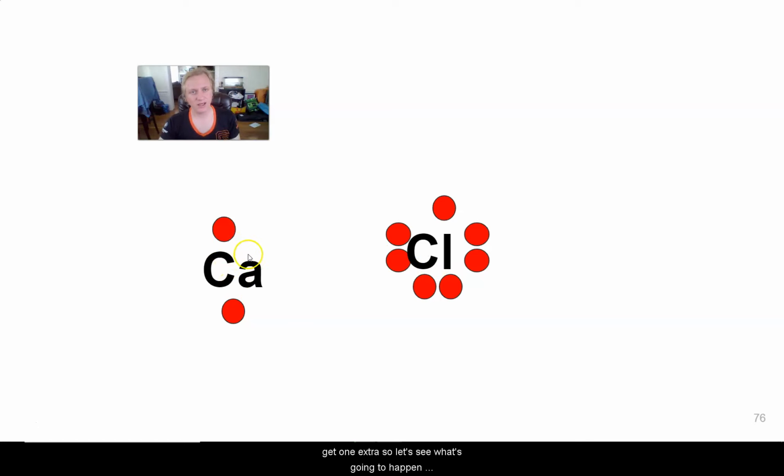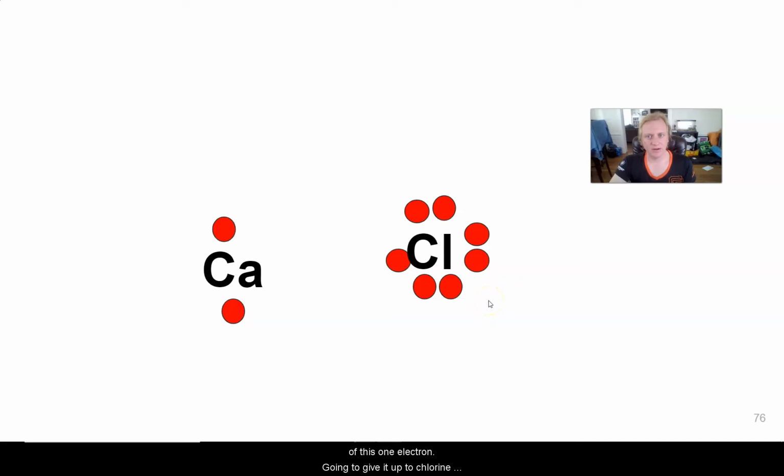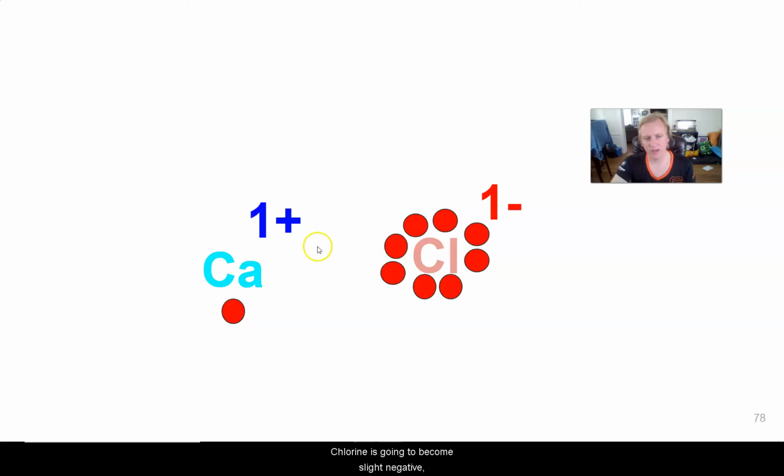So calcium's got 2. It doesn't want those 2. It wants to have a filled outermost shell. Chlorine's got 7. It wants to get 1 extra. So let's see what's going to happen chemically. Calcium's going to get rid of this 1 electron. It's going to give it up to chlorine. And calcium's going to become slightly positive. Chlorine's going to become slightly negative because, again, chlorine grabbed that negatively charged electron. Calcium lost that negatively charged electron. So you can see here calcium is still not happy, right? It still has an incomplete outer shell. It has just that 1 electron now. Chlorine's now fine. It's got a filled outermost shell. It has this negative charge, not that big of a deal.